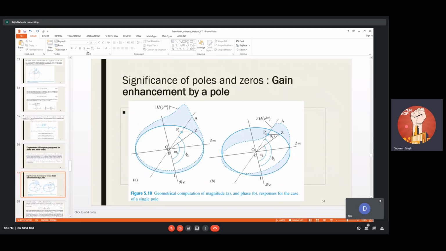Okay, I think this is done. So we were looking at this particular diagram. We had this vector rotating on the unit circle, and we had a pole which was having an angle of phi k with respect to the real axis. This is the real axis, this is the imaginary axis. So this is a rotated z plane.